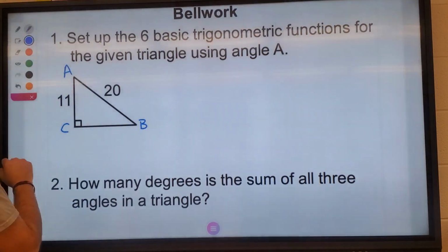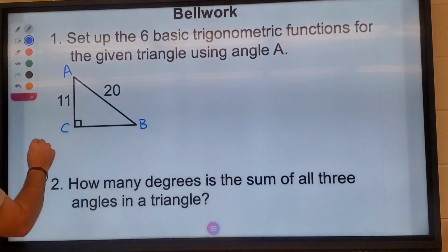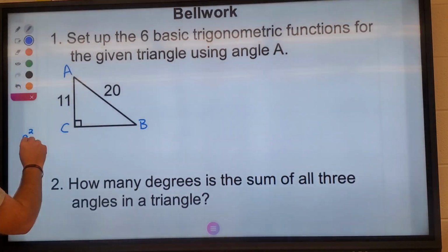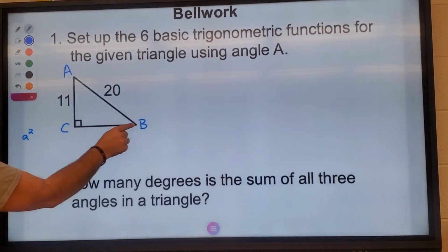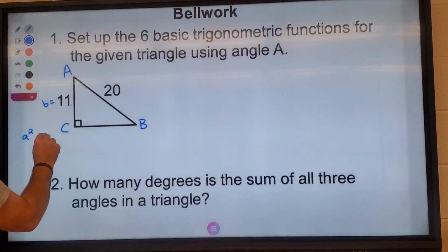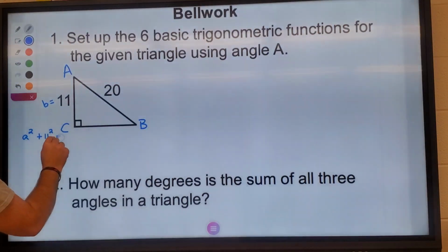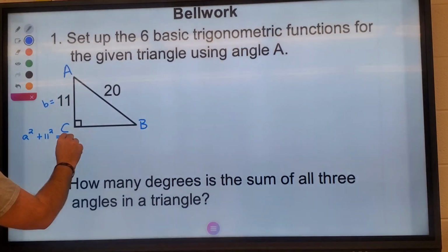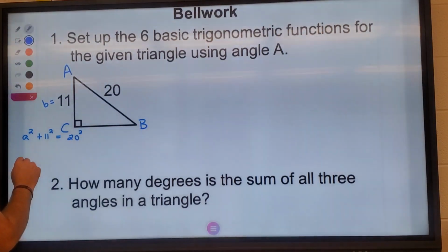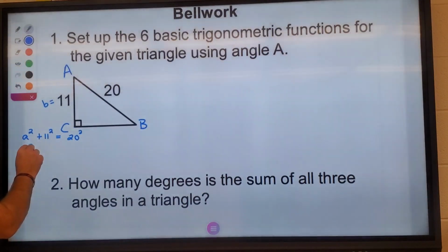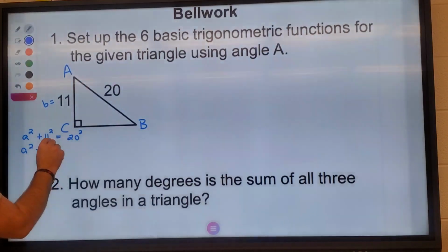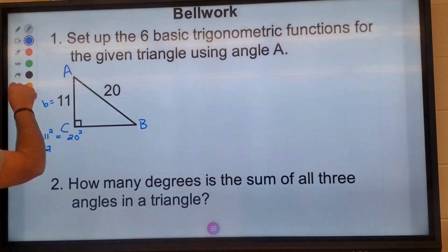To find the third side, we're going to have to do the Pythagorean theorem. So we have a squared plus b squared equals c squared. But b, remember, is opposite angle B, so that is 11. So plus 11 squared equals c squared, which is the hypotenuse, or the side opposite of angle C, which is always the right angle. Okay, when we square 11, we get 121. We square 20, we get 400.